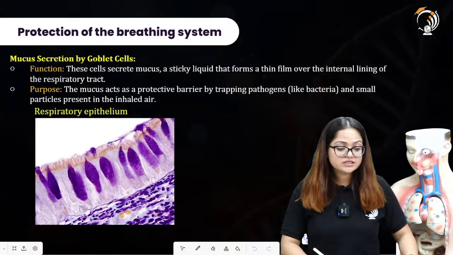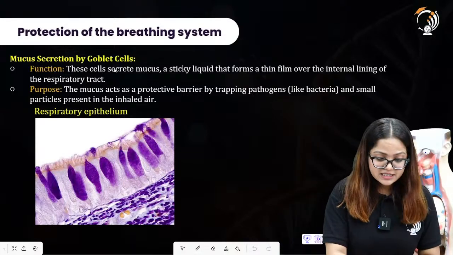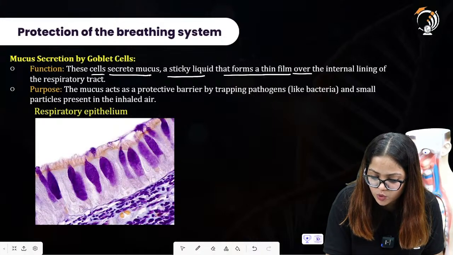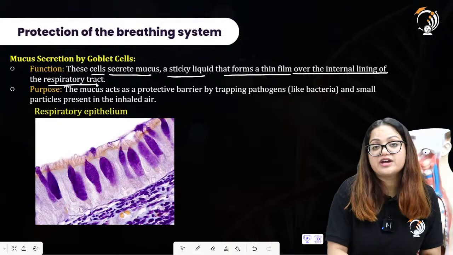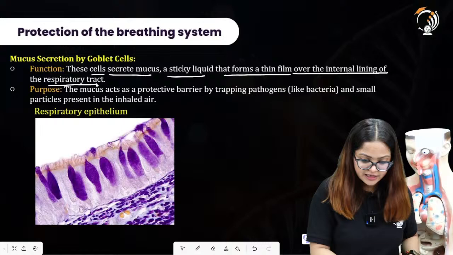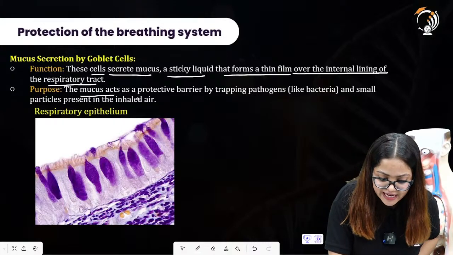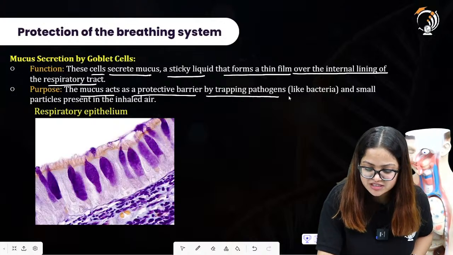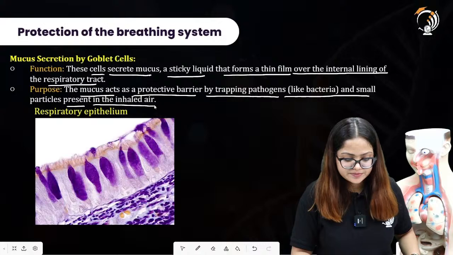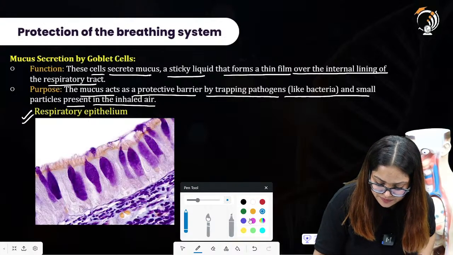Now let's talk about the mucus secretion by the goblet cell. The function of the goblet cell is that these cells secrete mucus, a sticky liquid that forms a thin film over the internal lining of the respiratory tract. Wherever these goblet cells are present, they secrete mucus. What is the purpose served by this mucus? The mucus acts as a protective barrier by trapping pathogens like bacteria and small particles present in the inhaled air. This is the respiratory epithelium on which mucus will be released.